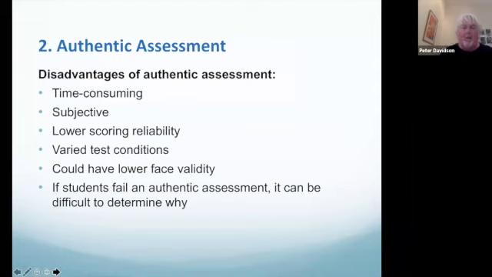And if a student fails an authentic assessment, it can be a little bit difficult to determine why they failed it, because the assessment's such a large thing.